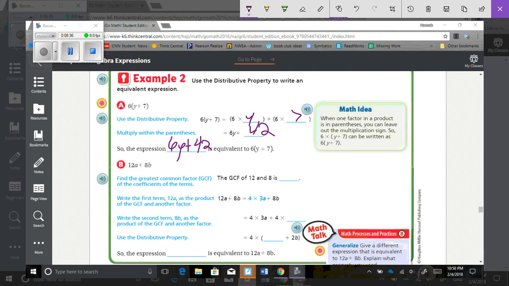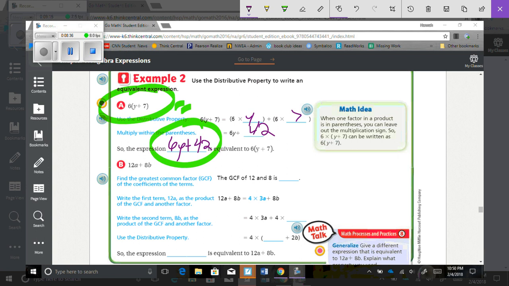Now remember that that is equivalent to the other expression. So these two are equivalent. They would equal the same thing if we were to come up with an answer. And B, 12a plus 8b.